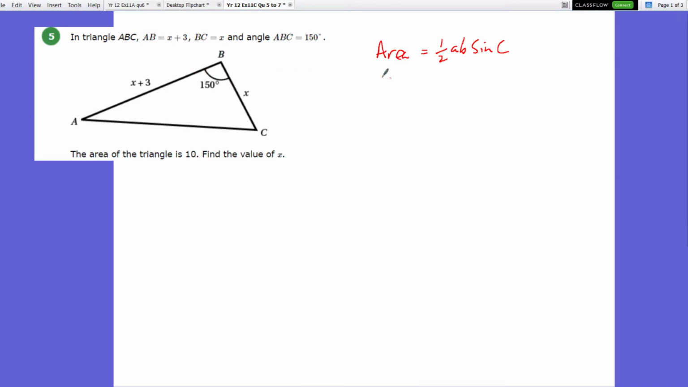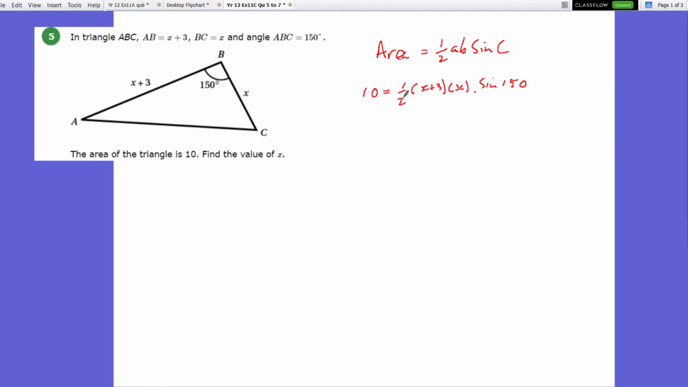So the area, it's been given, that is 10, which is equal to half times, well, one of the sides is x plus 3, so let's put brackets for x plus 3, close bracket, and the other side is x, close that bracket, and the sine multiplied by sine angle 150. Well, if you check that on your calculator, sine 150 is a half. We'll deal with that in a second.